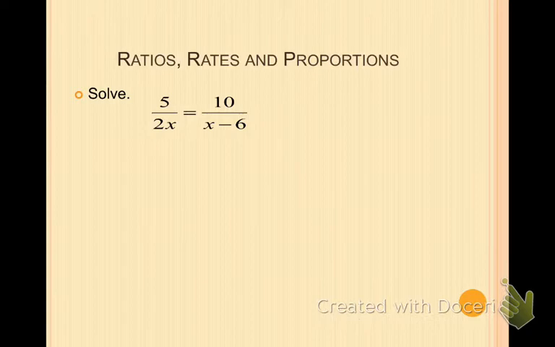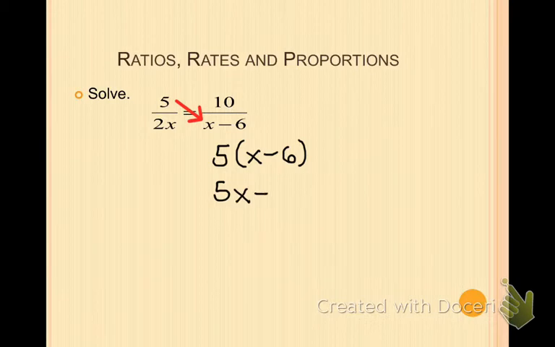Okay. So let's try one of these that has variables on both sides. Okay. So we're going to start with the cross products, 5 times x minus 6. Now remember that 5 belongs to that entire quantity x minus 6. So we have 5 times x minus 6, which when we distribute will give us 5x minus 30. And then our other cross product is 10 times 2x, which would give us 20x.